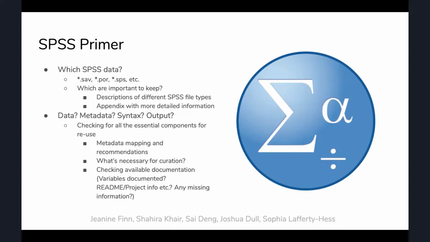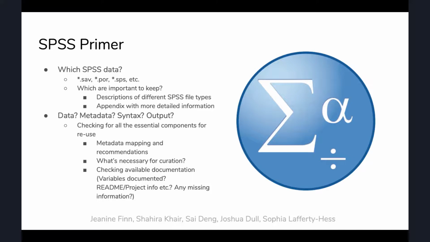So we really had to decide what is important to keep with all these different potential outputs and file types from SPSS. We included an appendix to our primer with more detailed information about all these other file types, while we focused on the main type, which is the SAV file. An SAV file is essentially the data or observations, but it also includes metadata about the variables. So the variable type, whether it's an integer, a float, a string, descriptions of a variable, and other metadata about the variable. So it's both data and metadata all packaged in one file.